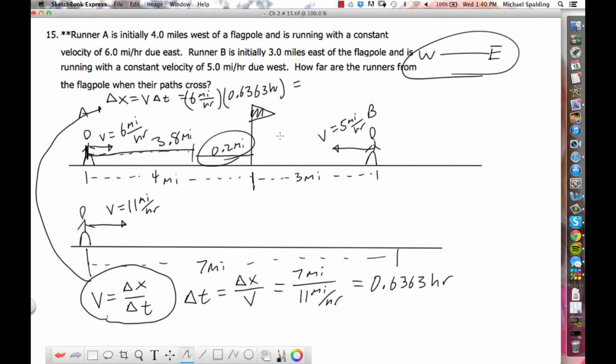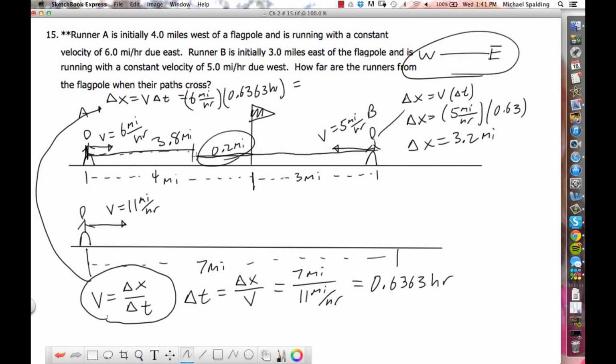Okay? And you could have gotten the same answer if you focused on person B. If you focused on person B, delta x equals v times delta t. So the velocity for person B is 5 miles per hour, and then the time is 0.63. So 5 times 0.63, we get 3.2. All right, so person B went 3 miles past the flagpole by 0.2, right? 3.2.